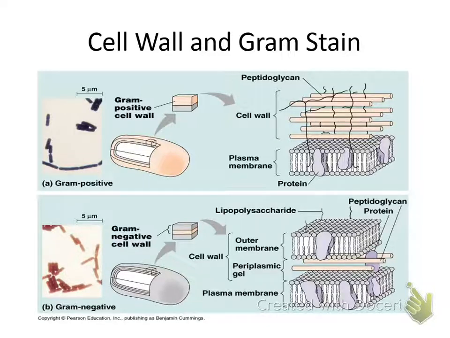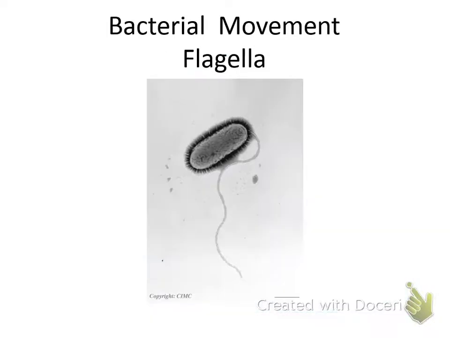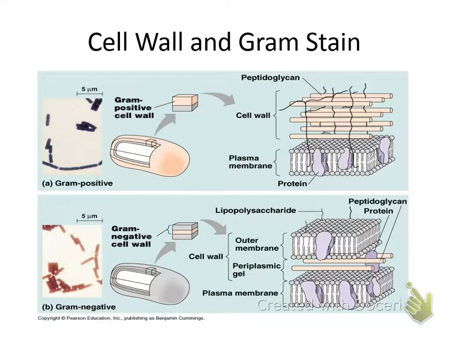Some bacteria have, just like the viruses did yesterday, a capsule. That capsule helps it stick to you. Cavities are caused by bacteria. The bacteria that causes cavities sticks to your teeth, and that is how it stays there. It has a capsule, and it eats the sugar on your teeth and releases an acid, and that's what causes cavities.